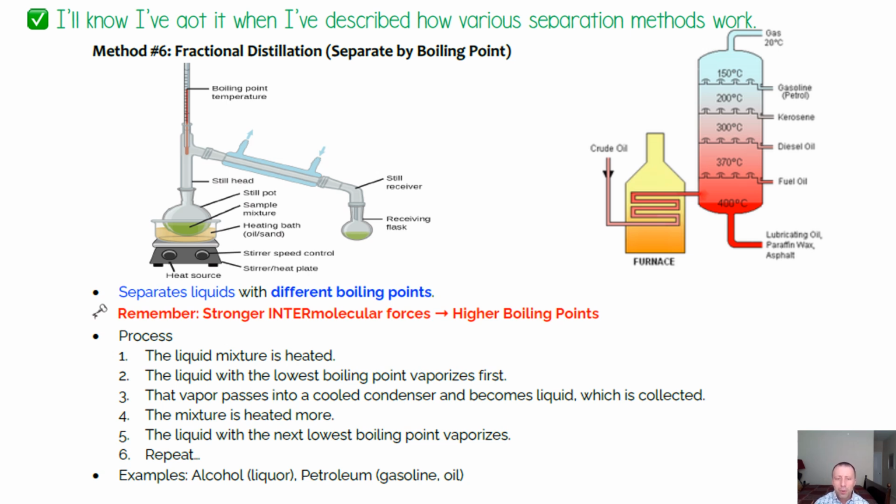Fractional distillation is a method that separates liquids based on their boiling points. And remember, we're trying to tie in intermolecular forces here. Stronger intermolecular forces hold the molecules together, so they're going to take more heat at a higher temperature to pull apart into liquids or gases. And so stronger intermolecular forces have higher boiling points and higher melting points. So what do we do?